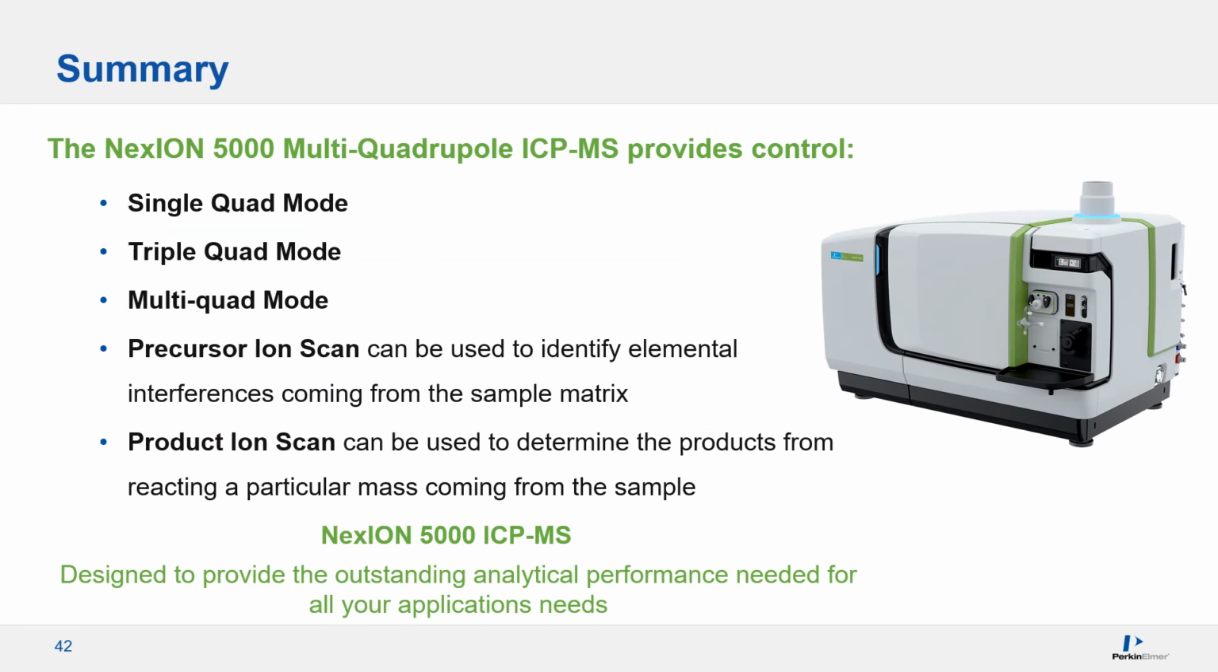In summary, the NexION 5000 Multi-Quadrupole ICP-MS provides control and flexibility. Flexibility to run the system in single quad mode, triple quad mode, multi-quad mode, or you could do some research and look at precursor ion scans, product ion scans. NexION 5000, designed to provide the outstanding analytical performance needed for all your application needs.